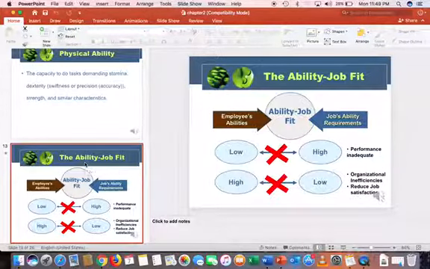If employees' abilities are low and the job requirements are high, then there is a kind of performance inadequacy. If the employees' abilities are high and the job requirements are low, then there are organizational inefficiencies and a reduction in the job satisfaction of the employees.